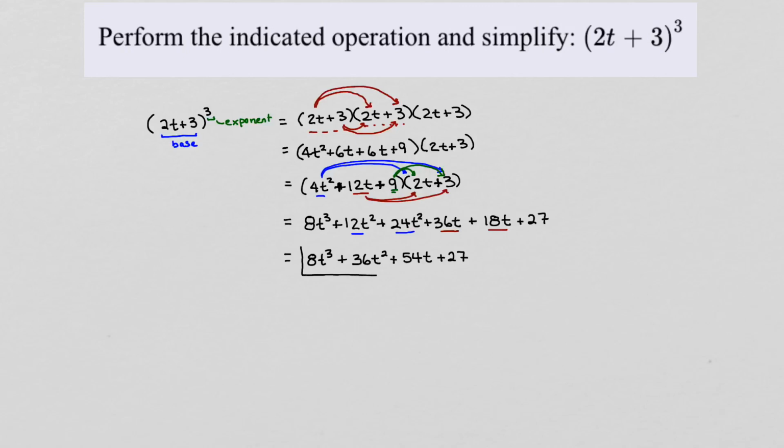Our answer is simplified. That means that (2t + 3) raised to the third power is actually expanded out to be 8t to the third + 36t squared + 54t + 27. I hope this makes sense.